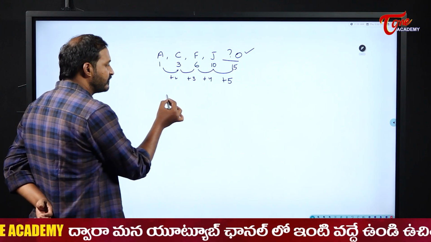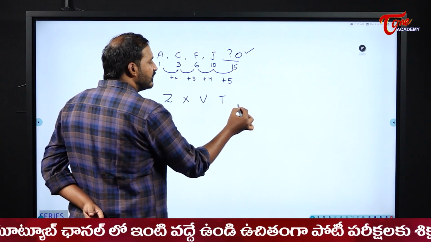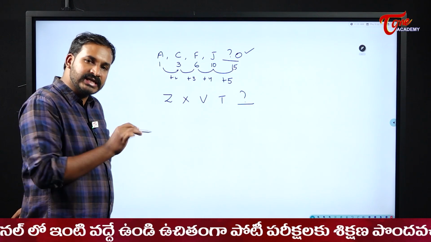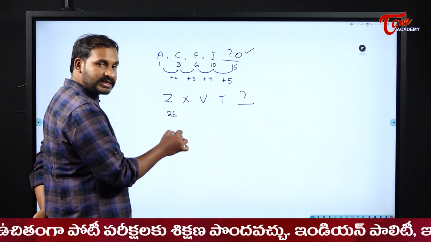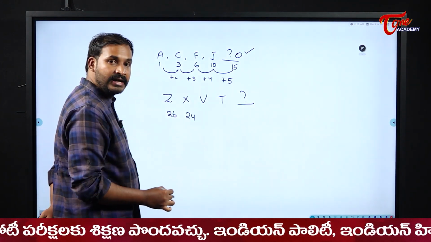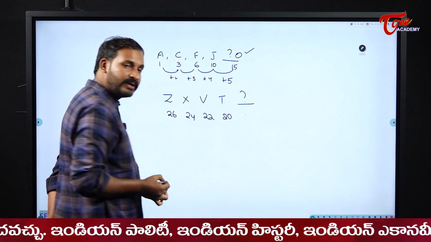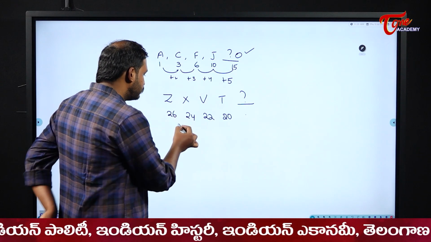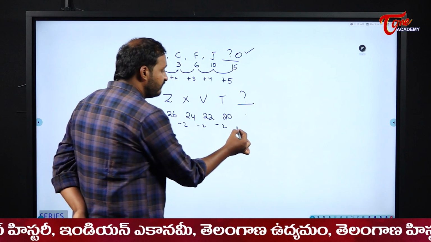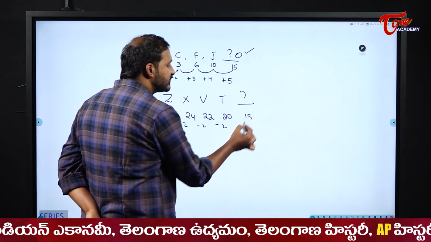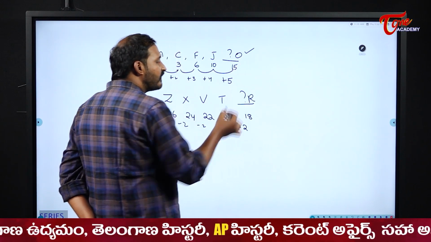Sometimes the question will be something like this: Z, X, V, T. What comes next? Now, the same logic applies here also. Z is the 26th alphabet for us. X is the 24th alphabet. V is the 22nd alphabet. T is the 20th alphabet. Now, what should come next? What is happening here? Minus 2, minus 2, minus 2, right? Similarly, if it is once again minus 2, it becomes 18. The 18th alphabet is R.